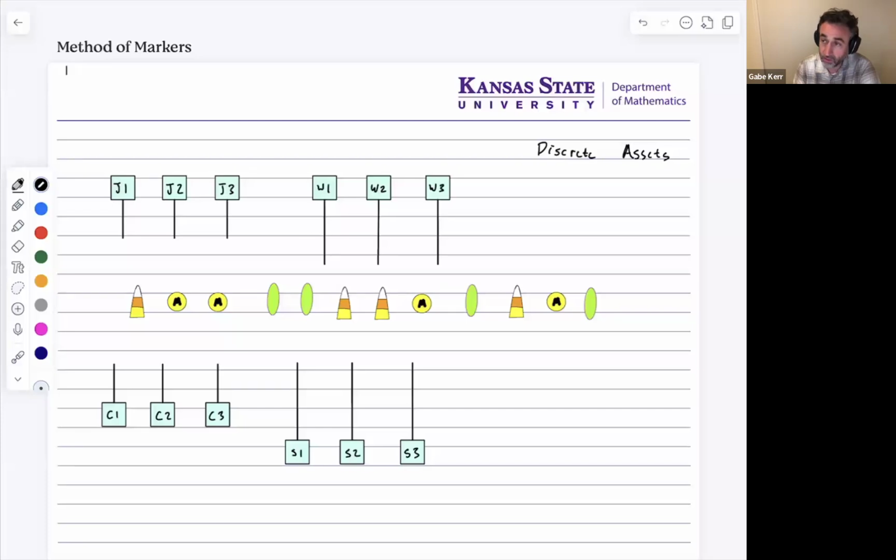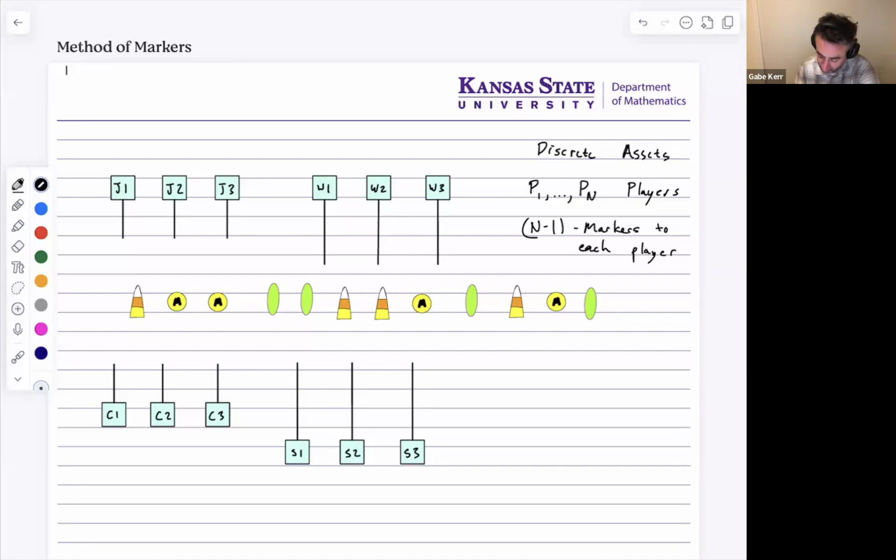The preliminaries are that we have a certain number of players. We have P1 through Pn players. We have n of them. And each player gets n minus 1 markers. These are called markers. Minus 1 markers to each player. And in this example, I've labeled the markers J1, J2, J3.